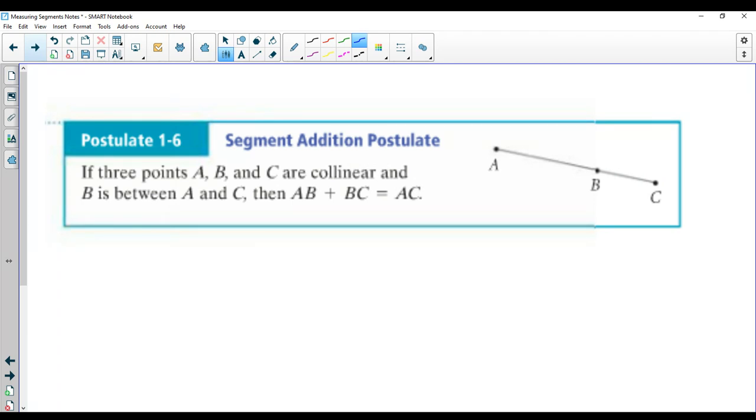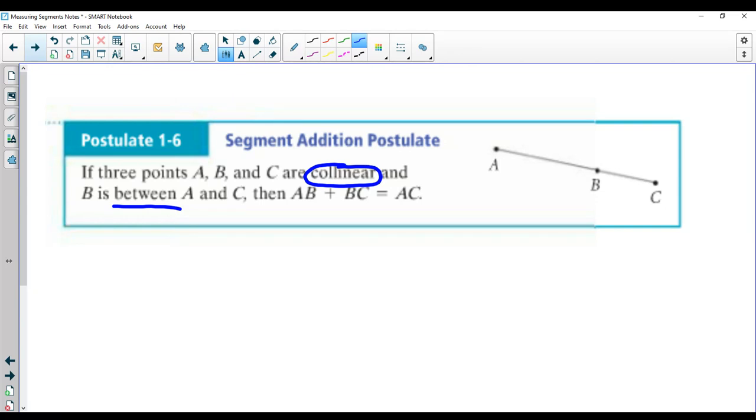Alright, next big thing is the segment addition postulate. This is really important, but it's kind of common sense when you sit and think about it. Here's what it says. If three points A, B, and C are collinear, remember collinear means they're on the same line, and B is between A and C, then AB plus BC equals AC.